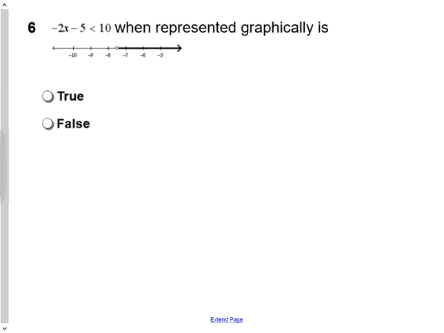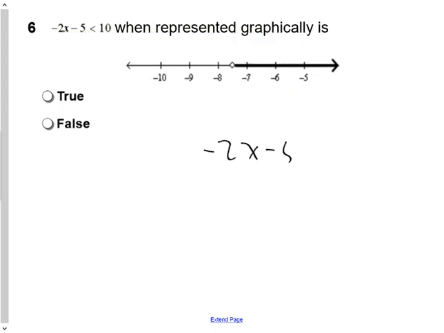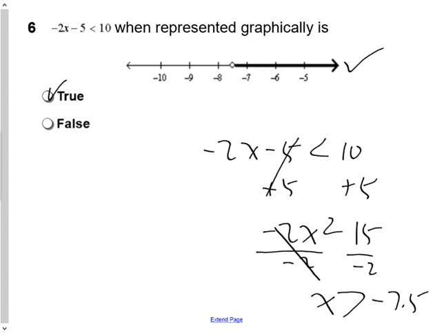Question 6, negative 2 times the value of x minus 5 must be less than the value of 10. When this is represented graphically, it looks like this. So the first thing we're going to do is take our equation and isolate the variable by adding 5 to both sides. Negative 2x is less than 15. And we're going to divide both sides by negative 2. And again, when we divide by negative 2, we flip our inequality sign. And we have any value that is greater than negative 7.5, but does not include negative 7.5. That's what this line is saying. So therefore, the solution is true.